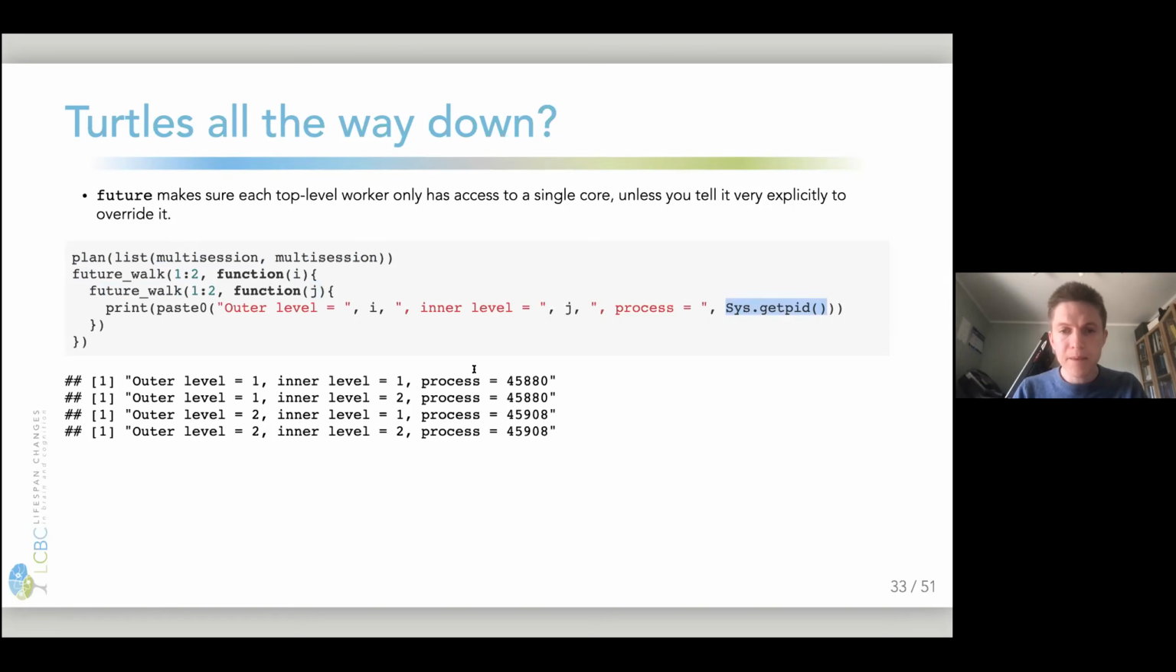If you have different process IDs, it means that you're running on different cores. And what we see here is that at outer level 1, whether it's inner level number 1 or 2, the process ID is the same, even if I said multi-session, multi-session in the plan. And the same at outer level 2, I have a different process ID, but it's the same at both of those inner levels. So future really protects against inadvertently setting up lots of parallel jobs inside the workers. And you have to work really hard to override it.